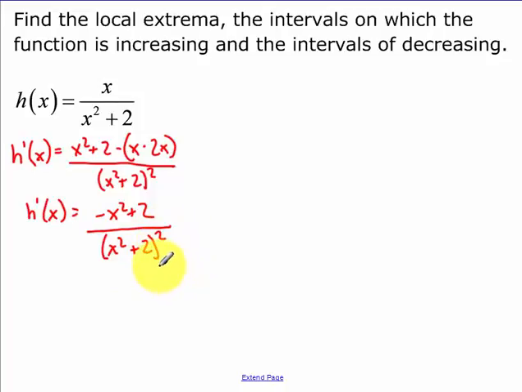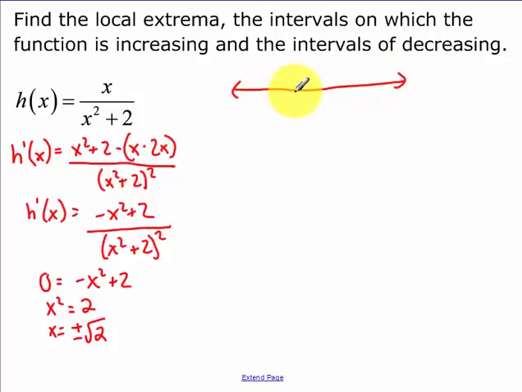so now we need to look and see where is our function undefined and where is the function equal 0. A function equals 0, especially when it's a fraction, when the top equals 0. So that's when x squared is equal to 2. So that's when x equals plus or minus root 2. And then a fraction would be undefined when the bottom equals 0. The bottom's never going to equal 0, so we don't have to worry about that. So our only critical points are positive and negative root 2.